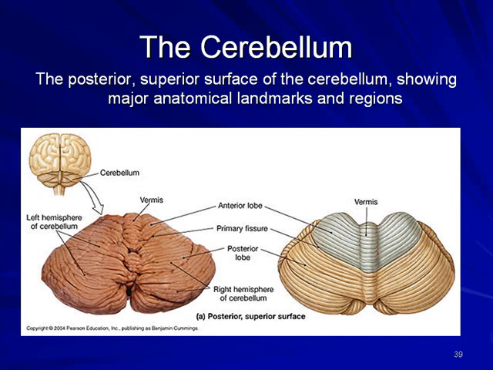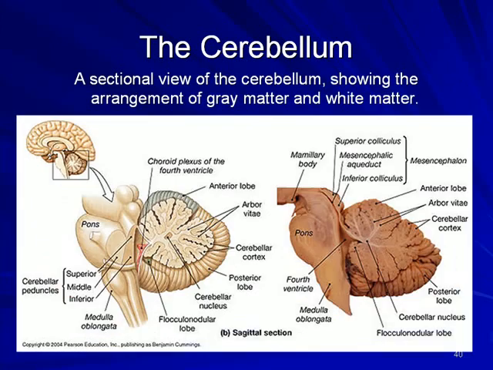Posterior superior surface of the cerebellum showing the major anatomical landmarks of the region. The center divide is referred to as the vermis. It has an anterior lobe, primary fissure, and posterior lobe. You see its location in the illustration in the upper left-hand corner, demonstrating that the cerebellum sits in an inferior and posterior location in the brain.